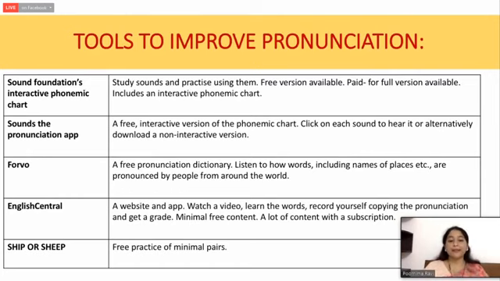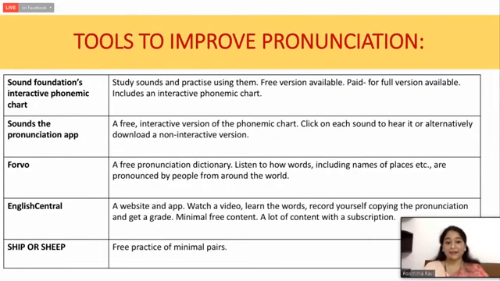Forvo, it is a free pronunciation dictionary. You can listen to how words, including names of places, are pronounced by people from around the world. So you would be able to gauge different accents and how they modulate it. So it brings in speakers of other languages as well.